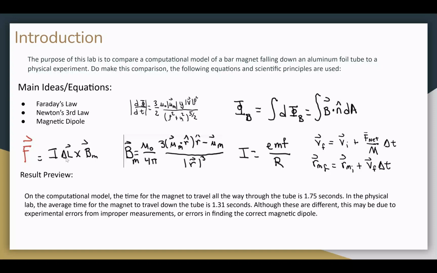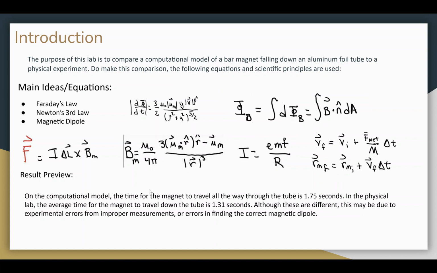So this is going to be our force from our magnetic field. Up here is the flux, d flux over d time. The dipole moment of the magnet, and this is how we get our current, and then this is Newton's third law over here.